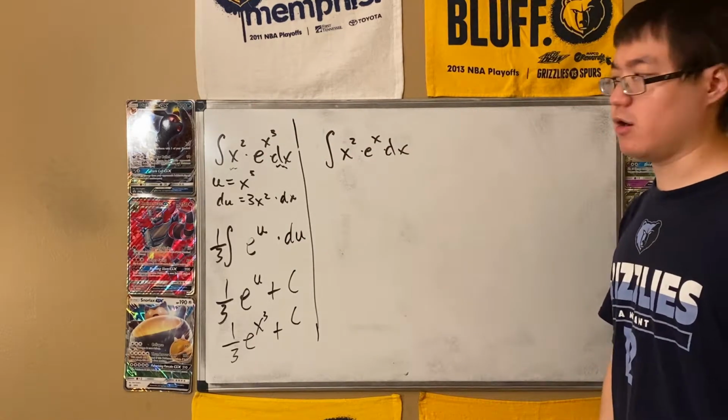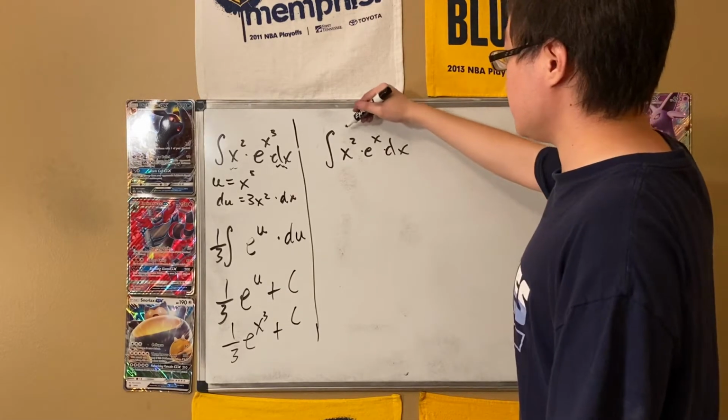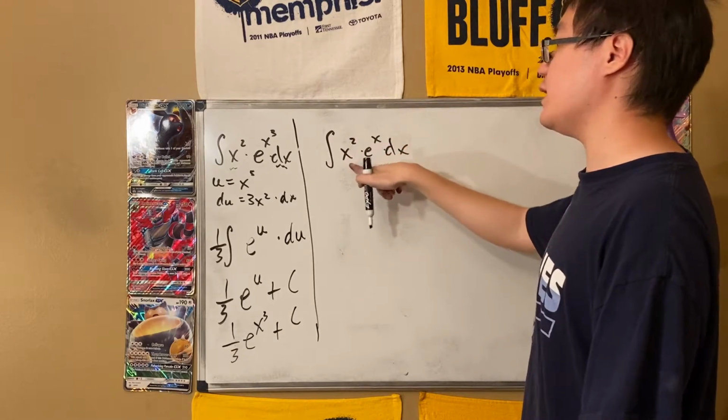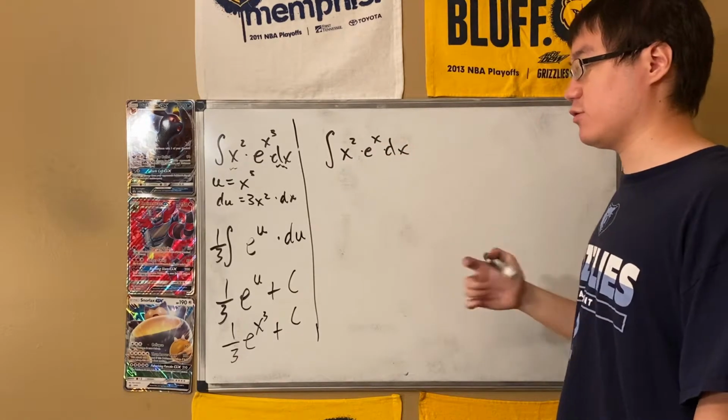Let's do this a lot harder question. So again, why is this not the same process? Well, the derivative of x is not x squared, and that's really why it's not going to be the question.